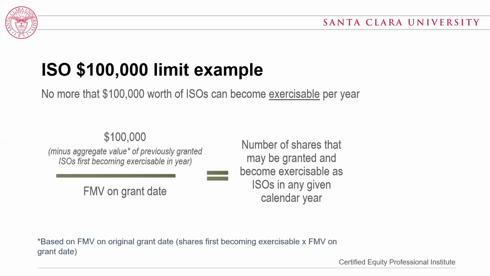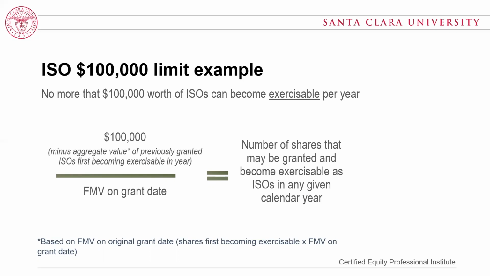$100,000 is divided by fair market value on the grant date, because that's how it's valued, to arrive at the total number of shares that may be granted and become exercisable in that year. Exercisable generally means vest. Note that the amount used is the grant date fair market value, regardless of whether that's the exercise price. The exercise price, as we discussed, may be higher than the fair market value, but the fair market value is still used for this $100,000 calculation.